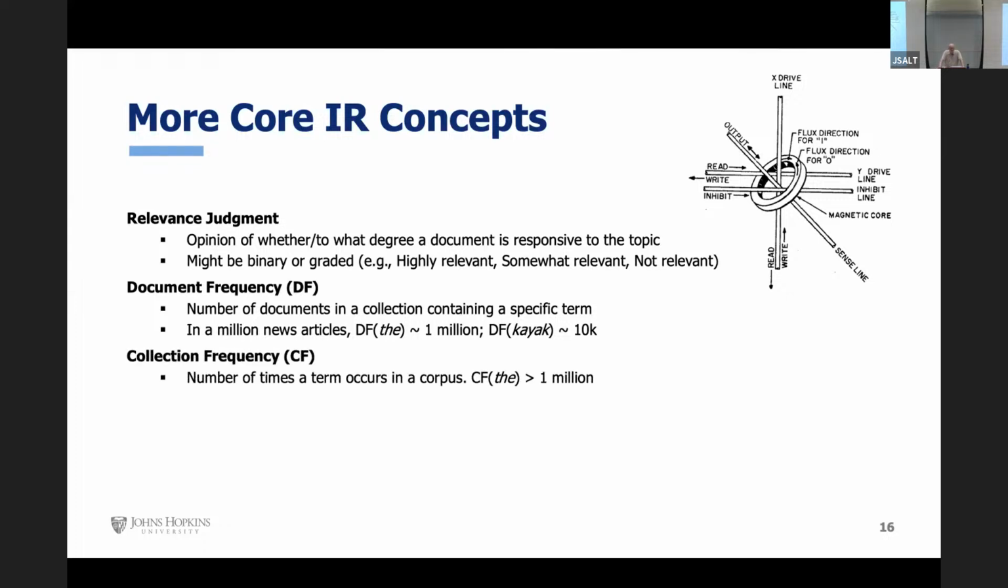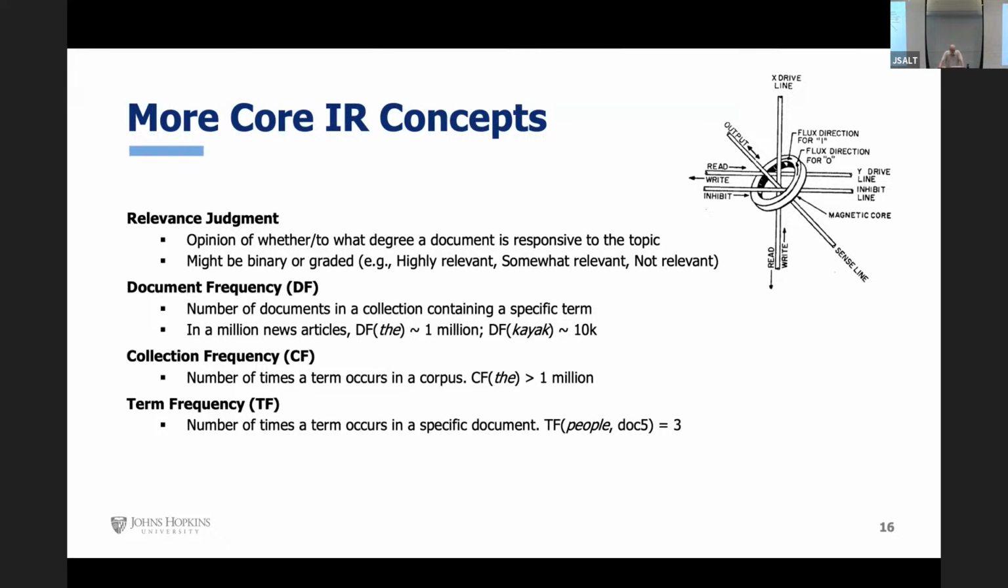Collection frequency is the number of times the term occurs in the corpus. So this does take into account the number of times the term appears in any given document. And of course, the collection frequency of "the" in a 1 million document collection is going to be well more than 1 million, because most documents are going to have many uses of the word the.